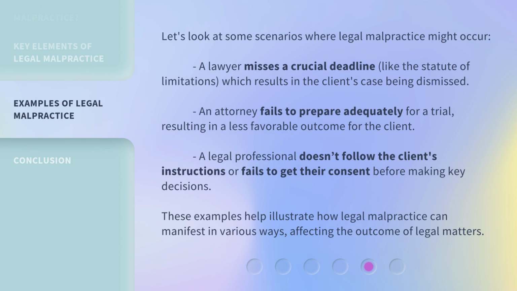Let's look at some scenarios where legal malpractice might occur. A lawyer misses a crucial deadline, like the statute of limitations, which results in the client's case being dismissed. An attorney fails to prepare adequately for a trial, resulting in a less favorable outcome for the client. A legal professional doesn't follow the client's instructions or fails to get their consent before making key decisions. These examples help illustrate how legal malpractice can manifest in various ways, affecting the outcome of legal matters.